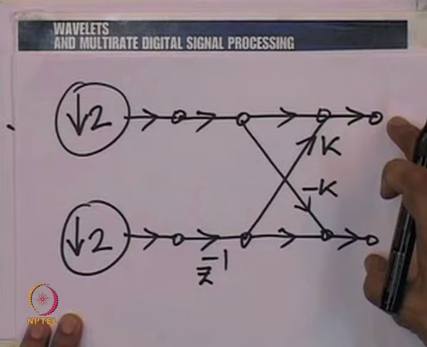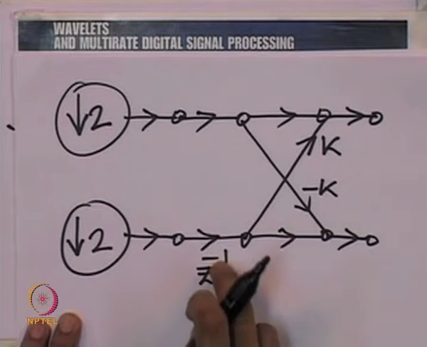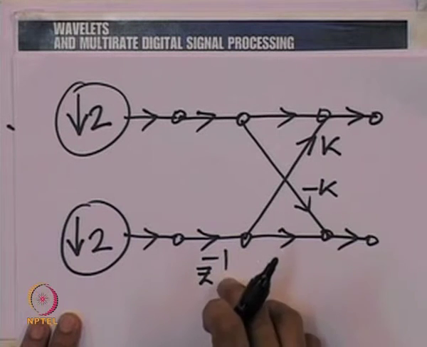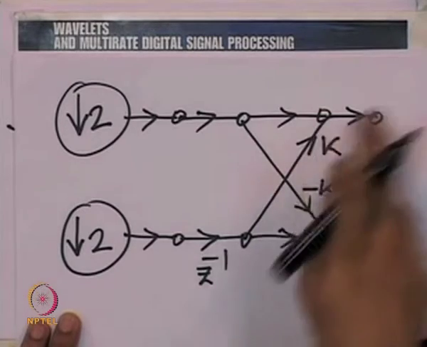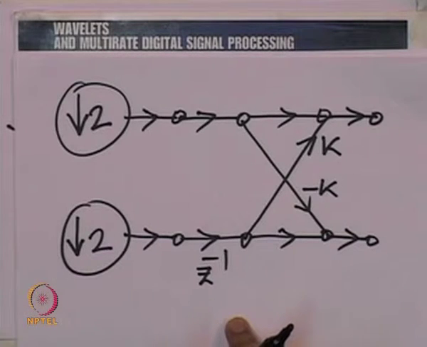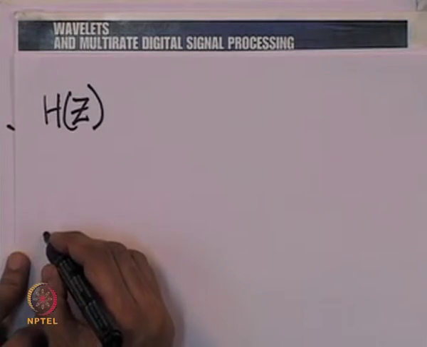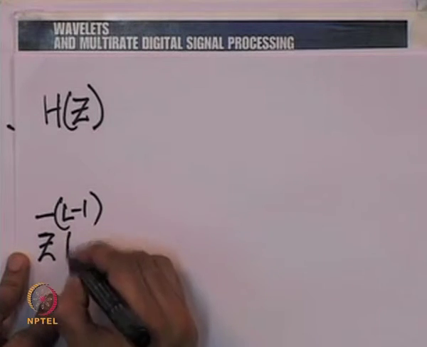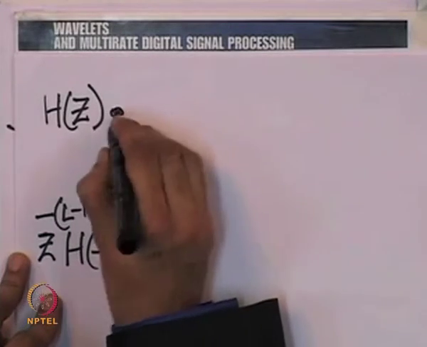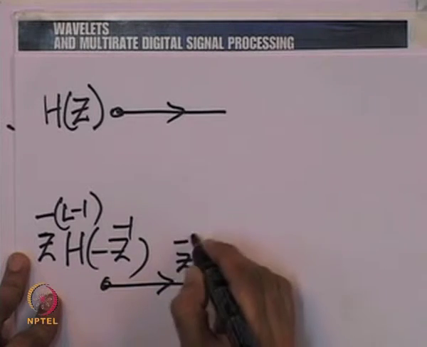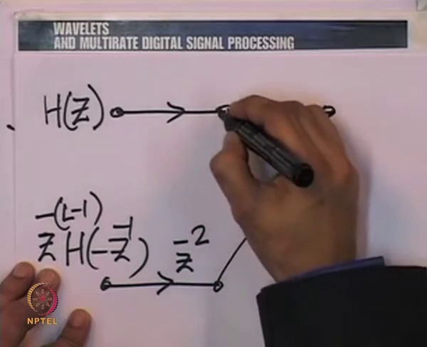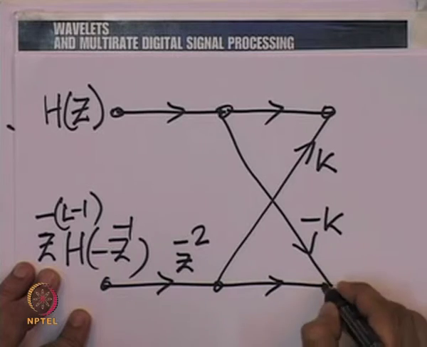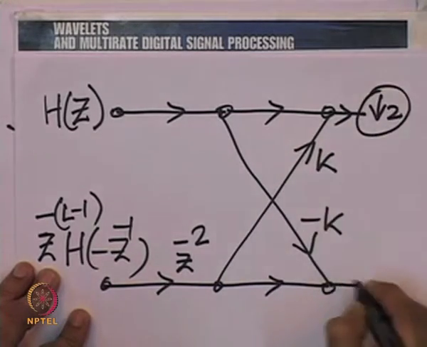So, if we use the noble identities, if we take this downsampler and make it jump across this delay here, this delay is replaced by z raised to the power minus 2, and then of course, you can keep jumping the downsampler across these branches. The downsampler can jump across the branch point, it can jump across the addition, it can jump across the multiplication, and all in all we have HZ here, Z raised to the power minus L minus 1 H minus Z inverse there. A z raised to the power minus 2 here, a k there, a minus k there, and downsamplers back again here.